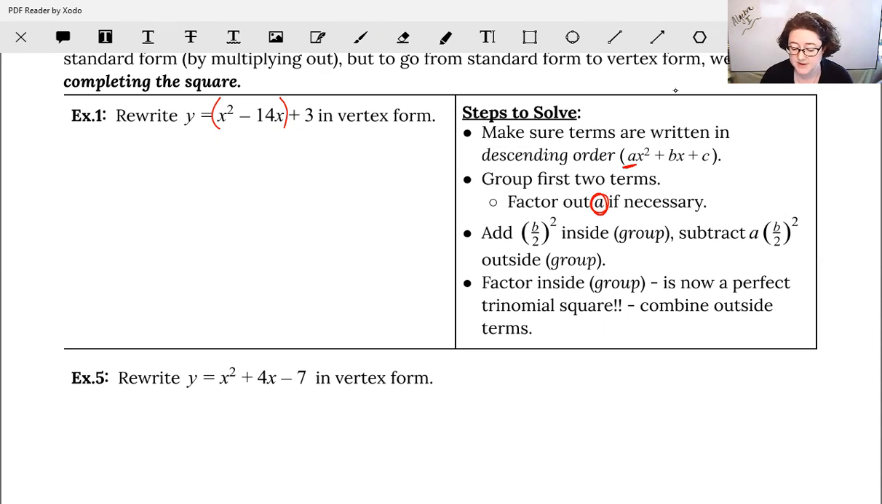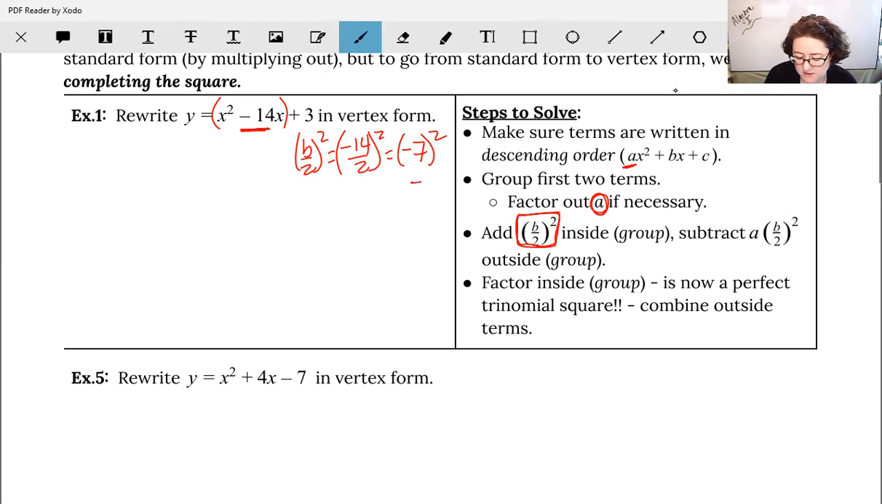The next thing we have to do is figure out the term (b/2) squared. You'll see in a second why we pulled that out. In our equation, our b value is negative 14, whatever the coefficient is on your x term. I like to make notes for myself on the side. So (b/2) squared is (-14/2) squared. Simplifying, I get negative 7, and negative 7 squared is 49.